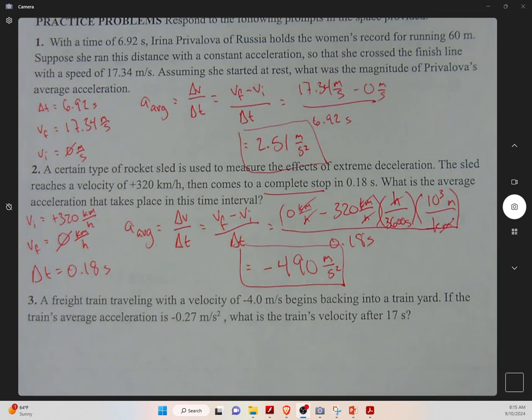Now, you don't have to have used the negative sign. You could have simply said backwards. 490 meters per second squared backwards. That'd be fine. It's a little bit clunky, but it's 100% correct. Totally fine, because the acceleration is in the direction opposite of the motion.